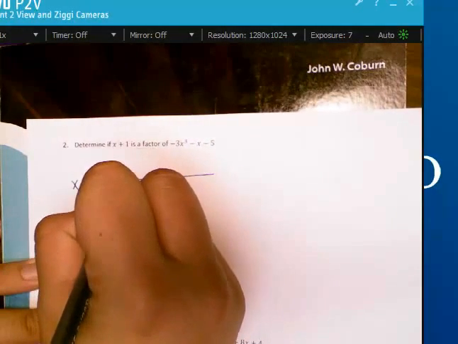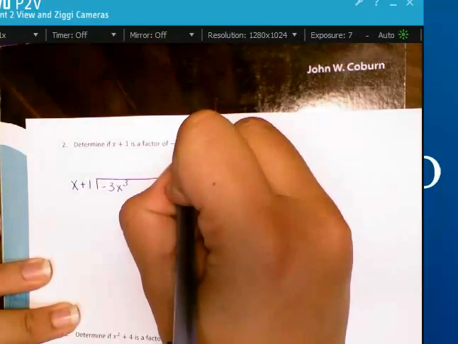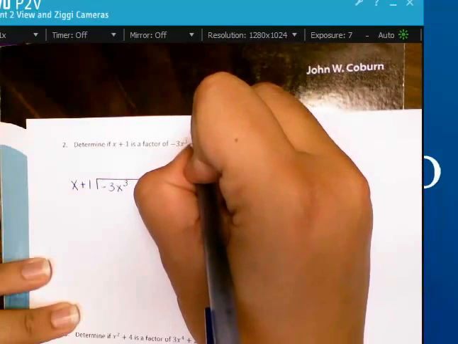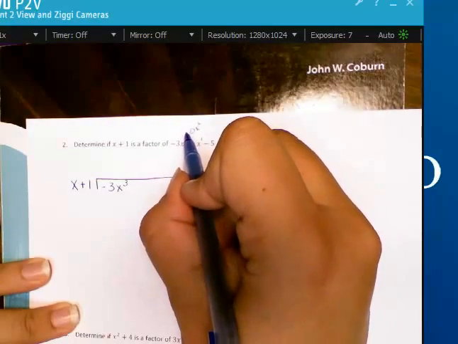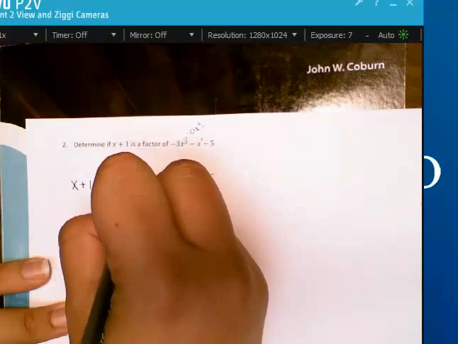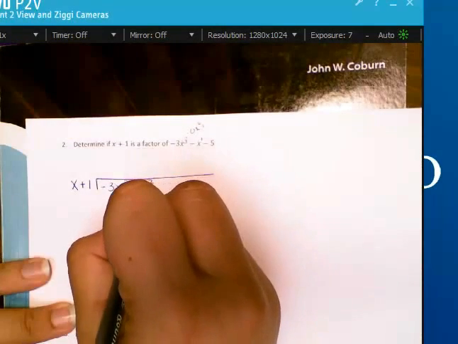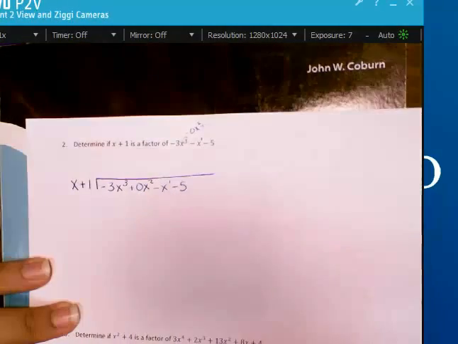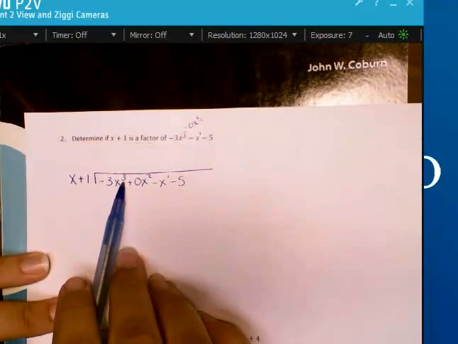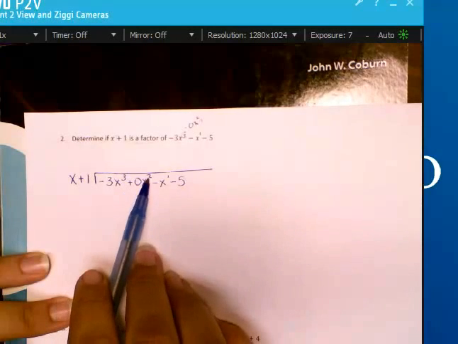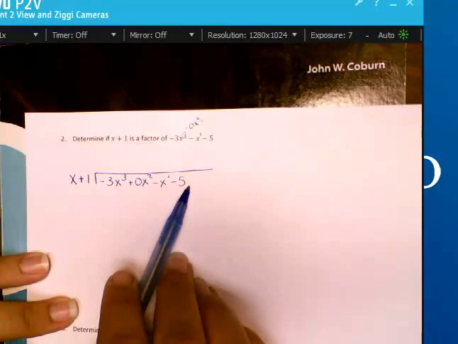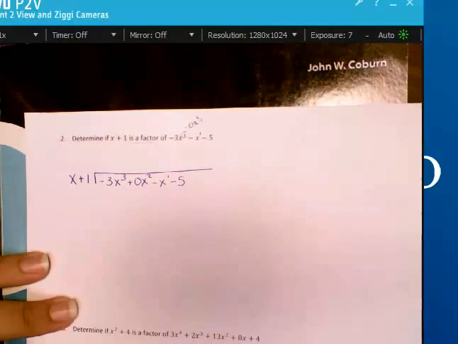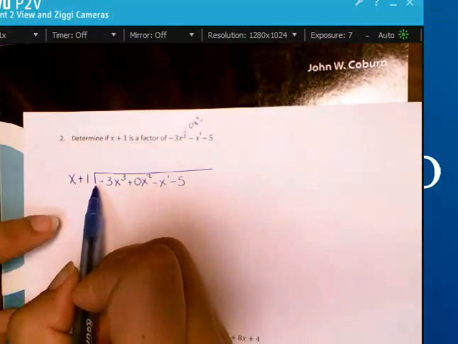So we start off with negative 3x cubed. Notice that when we look at the powers, we've got a 3 here, and this is a 1. We're missing that x squared, so we need to place that in here as a placeholder. So we get 0x squared minus x to the first, if you want to put that, minus 5. Now our power is reduced by 1 every time: 3, 2, 1, and then we have our constant. We need that placeholder there. Make sure you don't forget that. Always check for that.